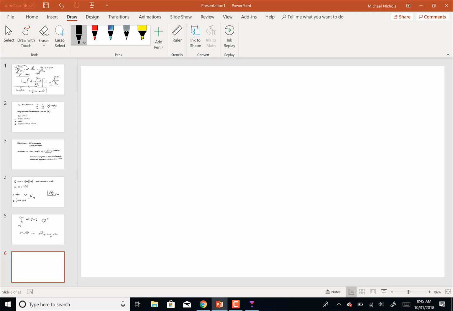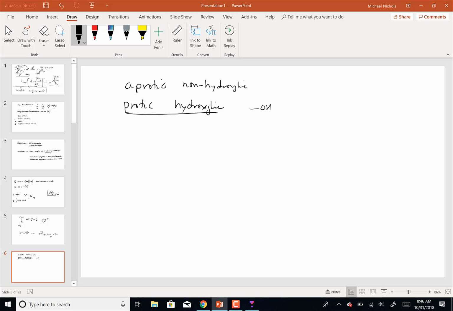All right. So we have aprotic solvents and we have protic solvents. A protic solvent means hydroxylic, and an aprotic solvent means no hydroxyl group. So protics have OH groups, and aprotics, or non-hydroxylics, don't. Which one do we focus on? Which one either speeds it up or slows it down? Hydroxylic, we agree? The hydroxylic ones are the ones you need to focus on.